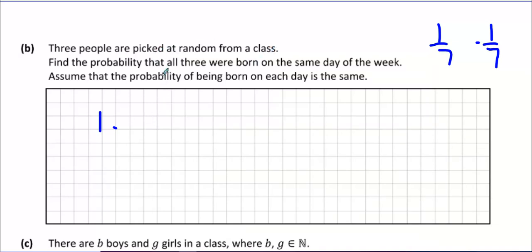Three people are picked at random from the class. Find the probability that all three were born on the same day of the week. Oh, sorry, my bad. All three were born on the same day of the week. The first person's probability is 1. The first person's born, let's say for argument's sake, on a Monday. What's the chance the second person matches his birthday? What's the chance the third person matches his birthday as well? That's your answer. First person can be born on any day. It's the second and third person that have to match the same day he was born.